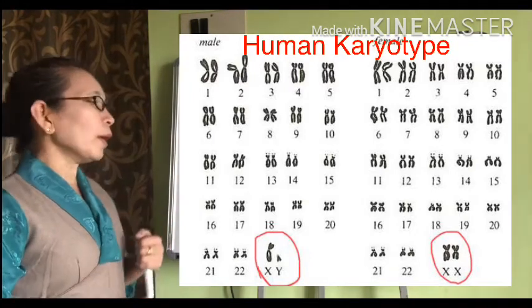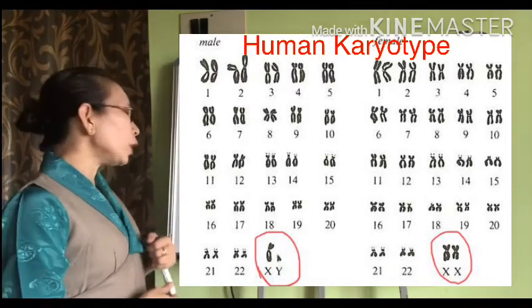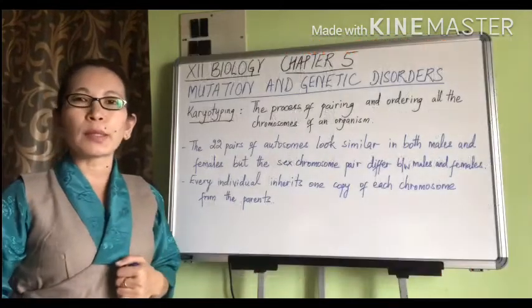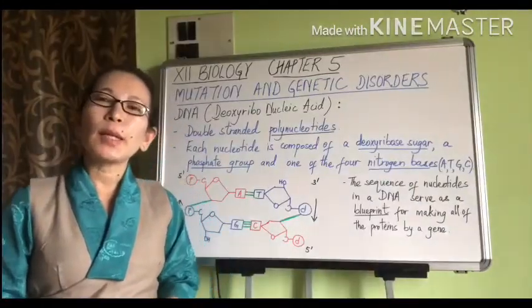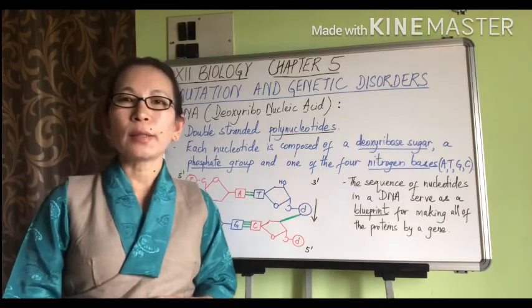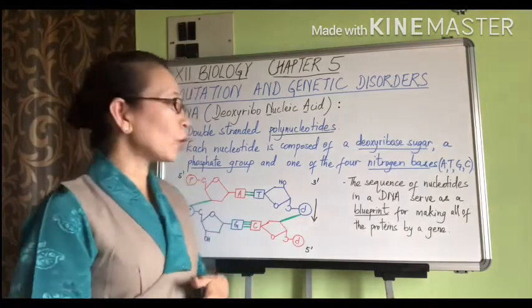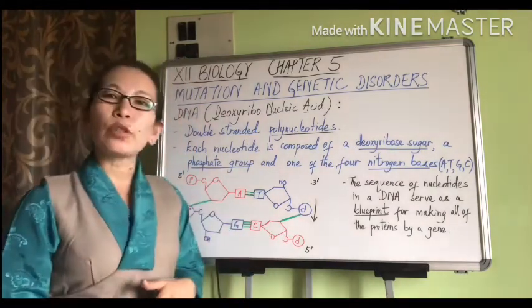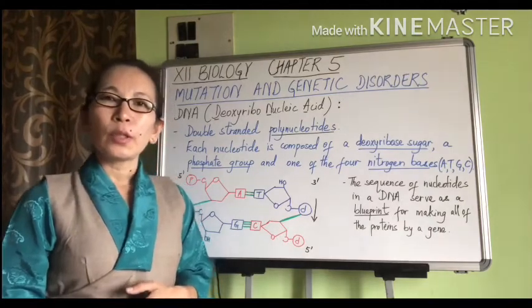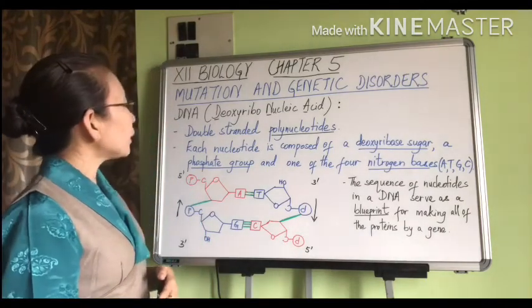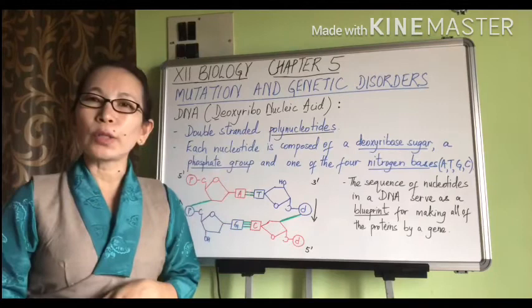So we inherit one copy of each chromosome from our parents. Well, chromosomes are basically housing DNA and proteins. Let me help you recall some of the basics of DNA that you learned last year. DNA is chemically a double-stranded polynucleotide.